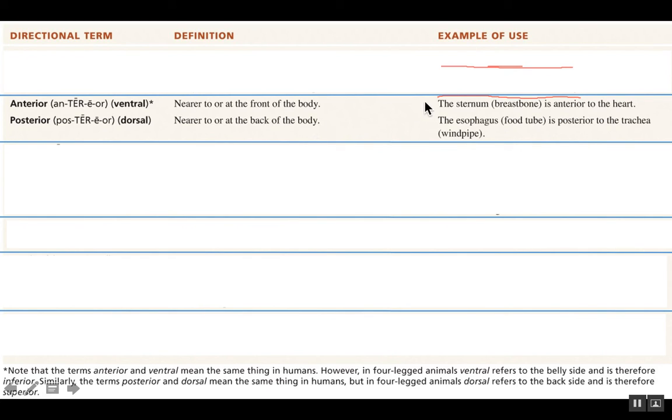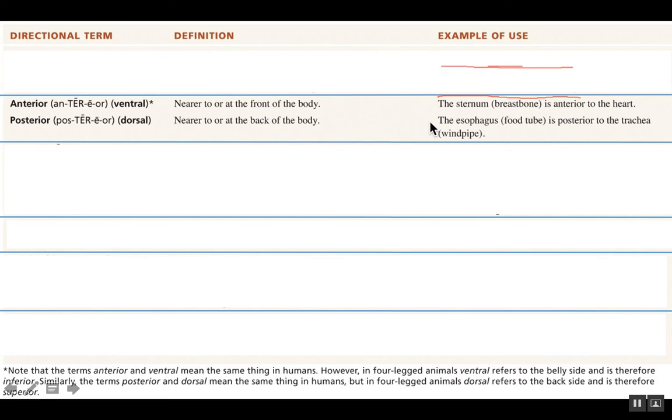The examples that your book gives, the sternum is anterior to the heart. So your sternum or breastbone protects your heart. In order to protect that heart, you have to be in front of the heart. So the sternum is anterior to the heart.